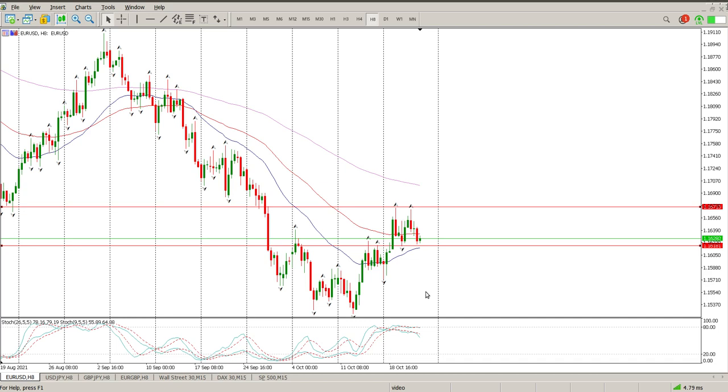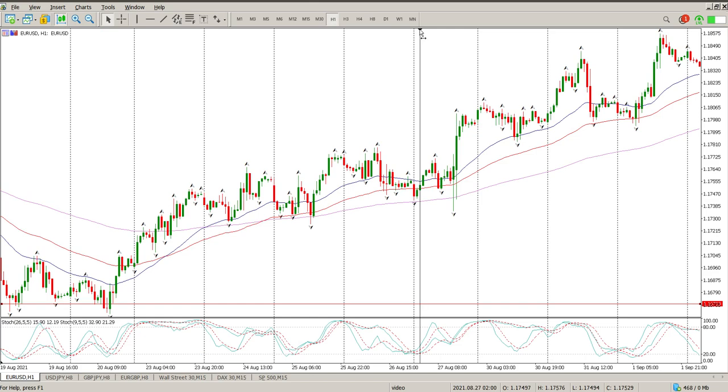The indicators are indicating that this is a level we need to pay attention to. There's a crossover. We should be moving back down, and we are below all the moving averages. So trend is down on the 8 hour.